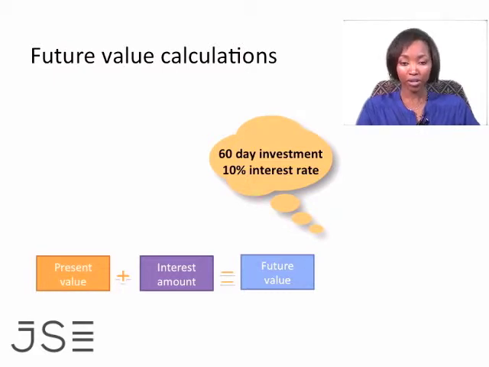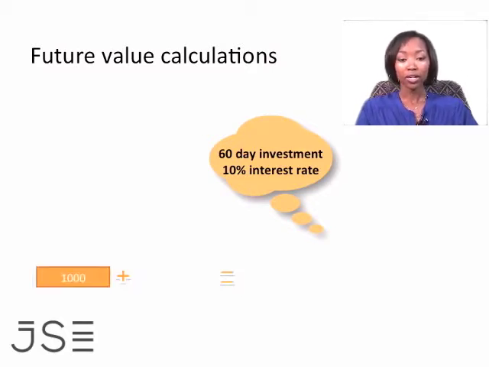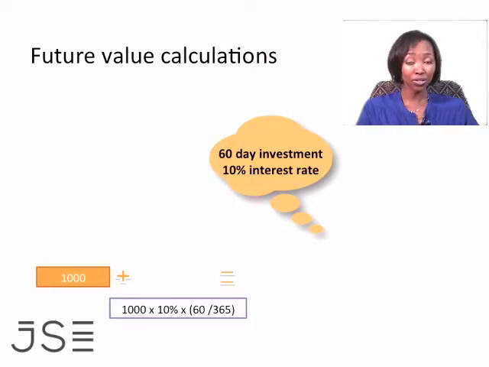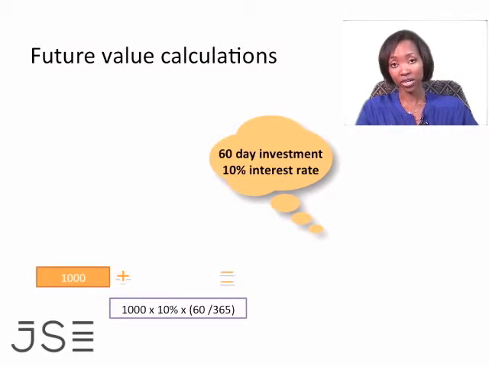So let's look at an example here on the slide where you've got a 60-day investment with a 10% interest rate. So remember, your present value plus your interest amount is equal to your future value. So you've got 1,000 rands, and then if you want to calculate your interest amount, that is calculated as 1,000 rands times the 10% interest rate, and then the fraction of the year. It's only 60 days that you're investing for, so that'll be 60 over 365. So 60 days out of 365 days.